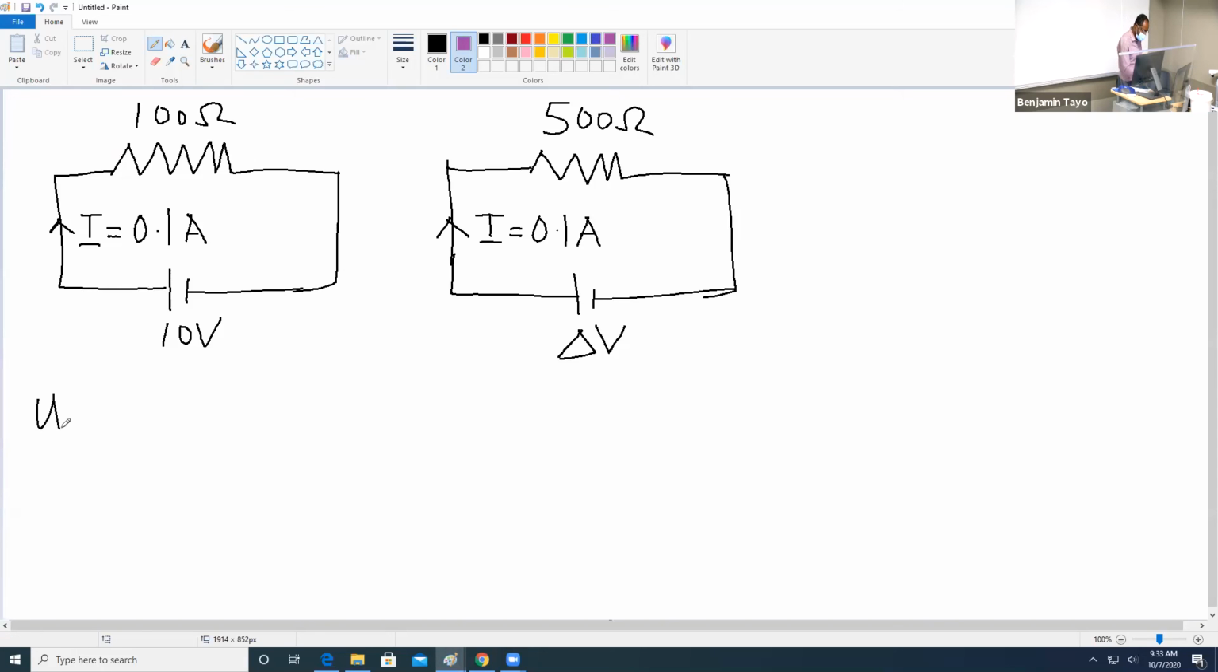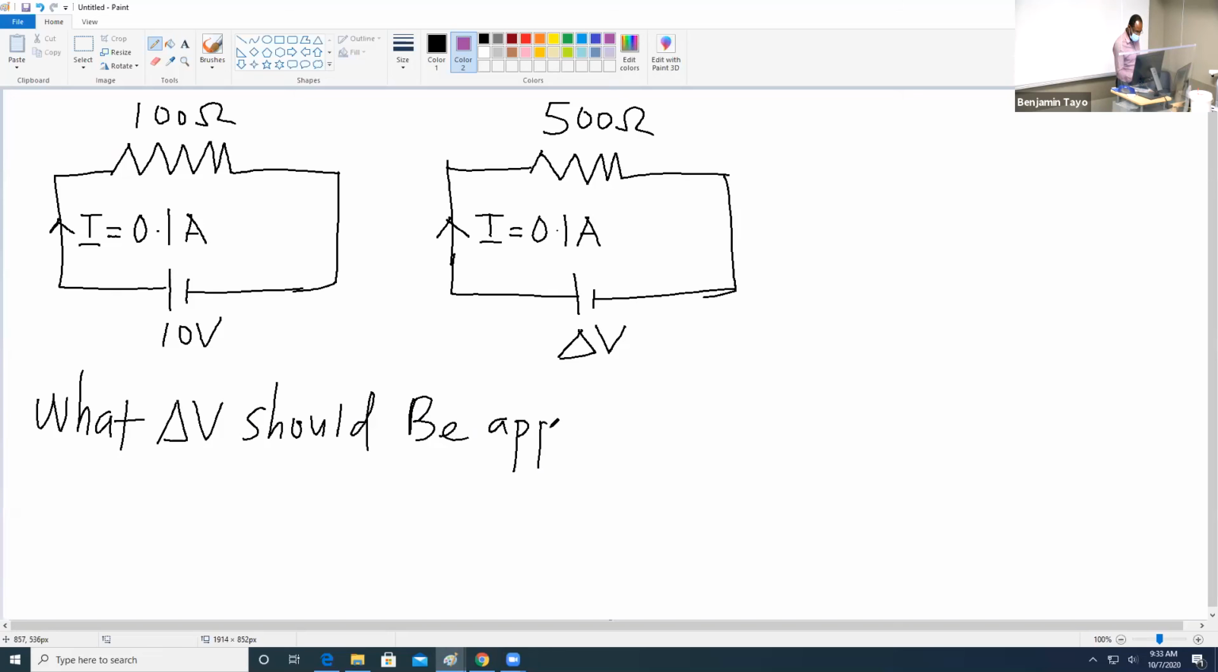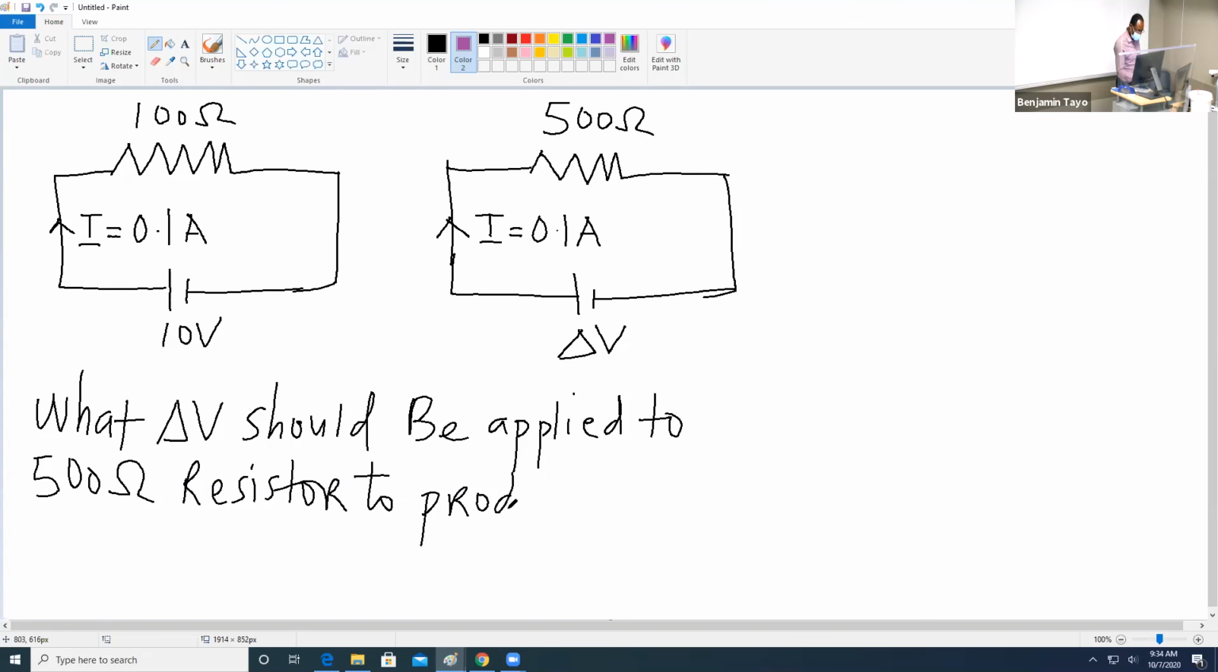So the question is, what voltage, what delta V should be applied to the 500 ohm resistor to produce a current of 0.1 amps?